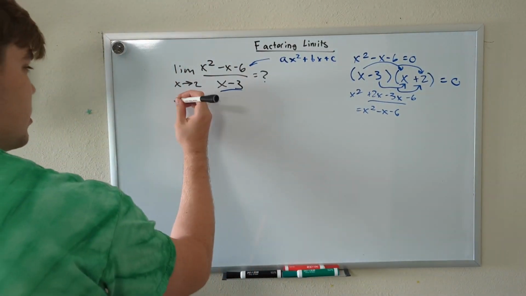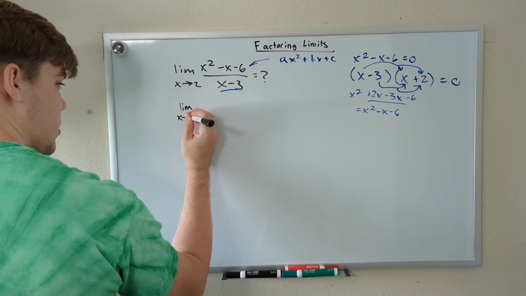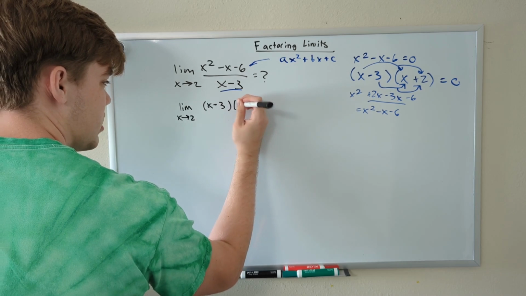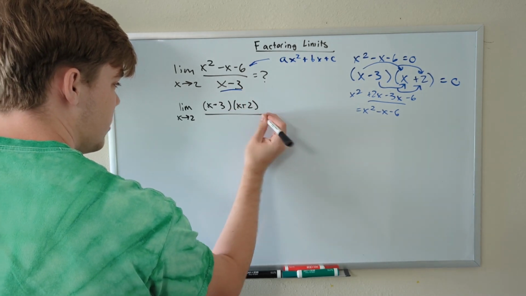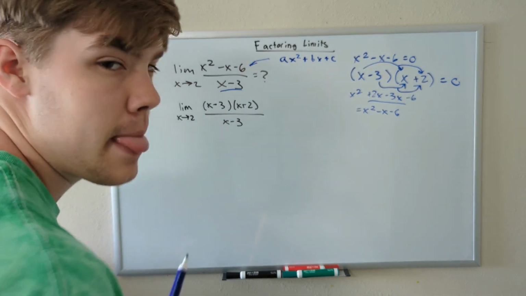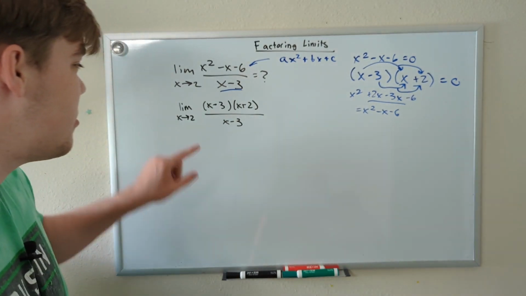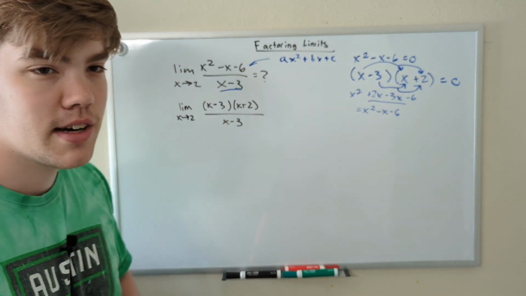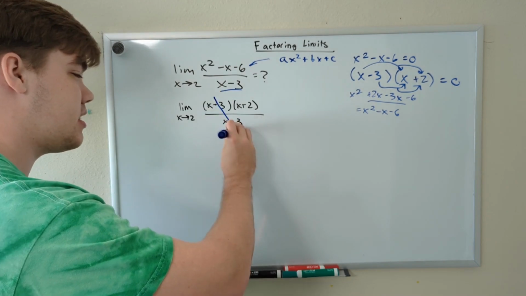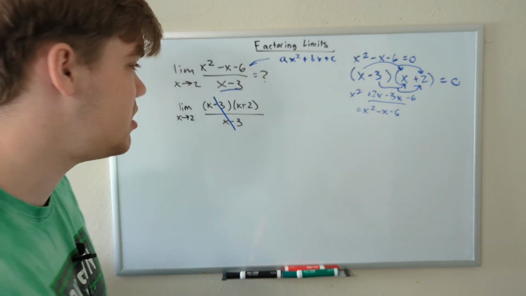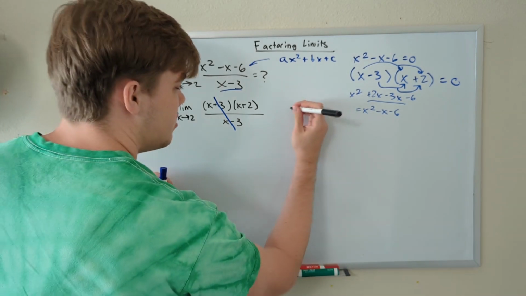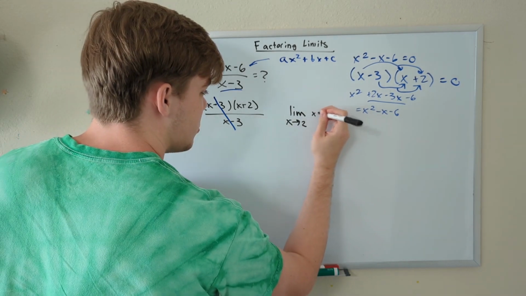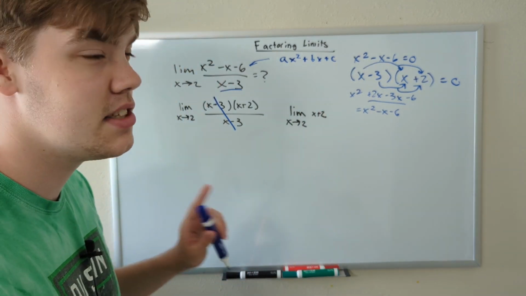This will turn into the limit as x approaches 2 of x minus 3 times x plus 2 divided by x minus 3. Now here's the cool part. You may notice that we have an x minus 3 and an x minus 3, one on top and one on bottom, which means we can cancel that out. And this makes our problem so much easier. This turns our problem into the limit as x approaches 2 of x plus 2. And this is much simpler to solve.